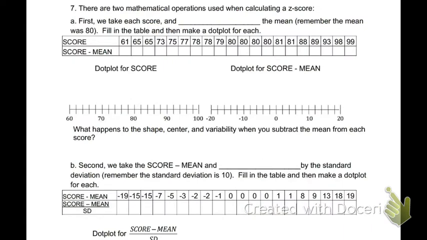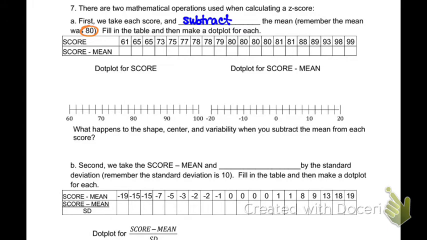There are two different mathematical operations that are being used when we are calculating the z-score. First, up in the numerator, we take each score and do what with the mean? Subtract. So I want to look at this table. This is all 20 students. And I want to fill this in with their score minus mean, so the difference from the mean. Remember, the mean was 80. Grab your calculators if you need to. I would.